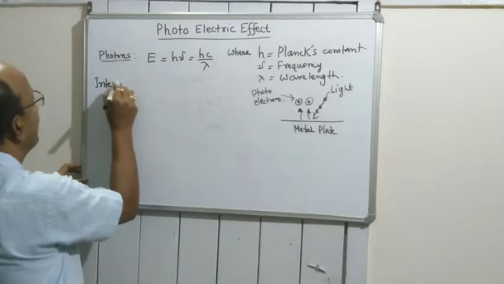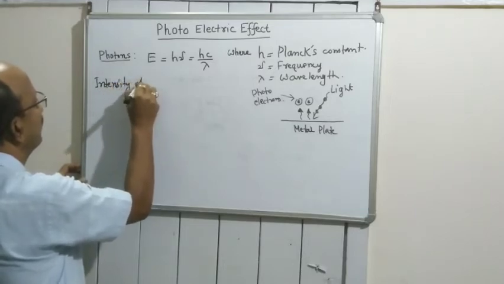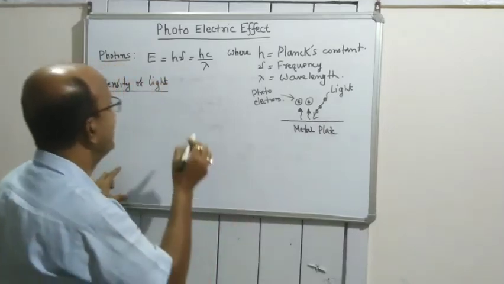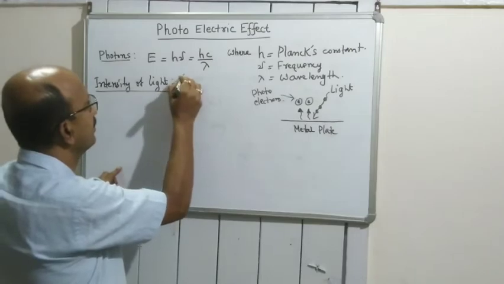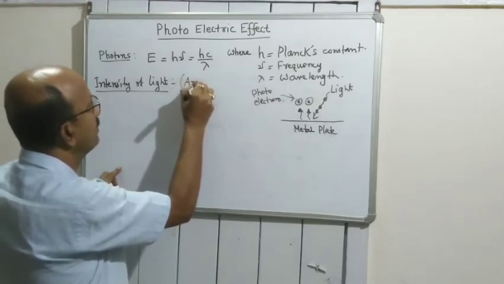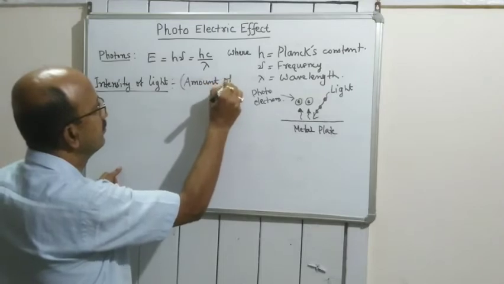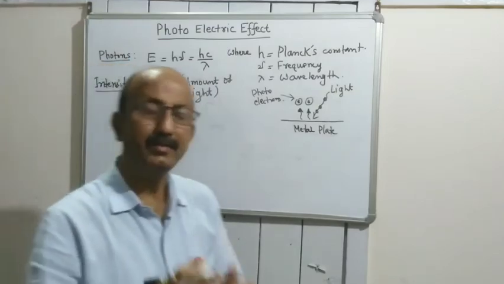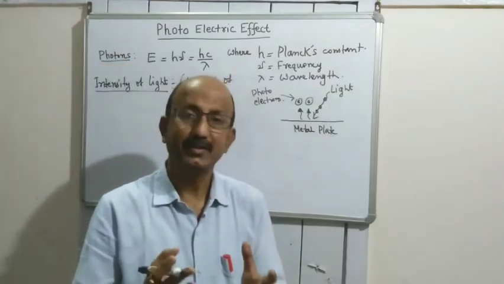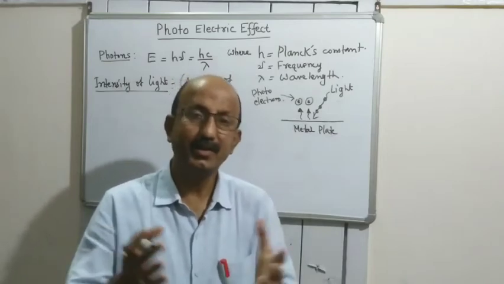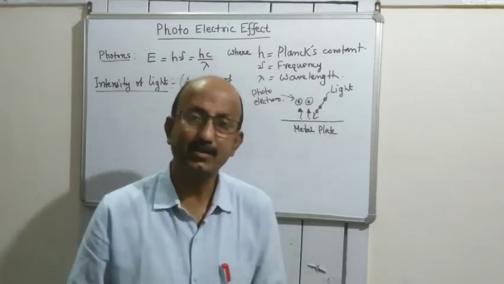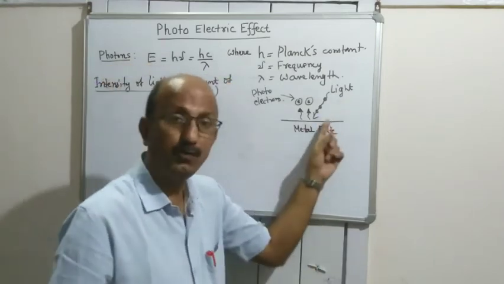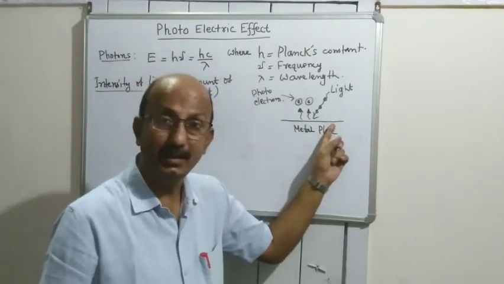So here we define a term called intensity of light. Intensity of light is nothing but amount of light. So intensity is a technical term. So normally you can say that if you are increasing intensity means you are increasing the brightness of light. Increasing the brightness means you are allowing more and more light to fall. So simply if you allow more and more light to fall on the metal surface, technically you are increasing the intensity of light.